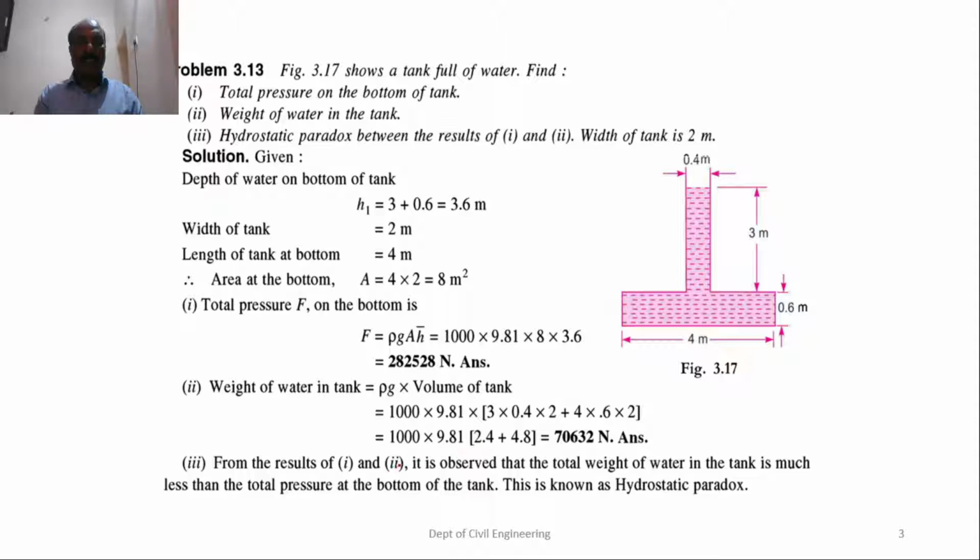From results one and two, it is observed that the total weight of the water in the tank is 70,632 Newton and the pressure force is 282,000 Newton. The weight of the water in the tank is much less than the total pressure on the bottom of the tank. This is known as the hydrostatic paradox.